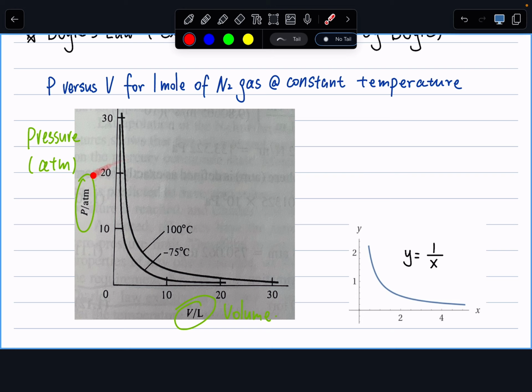So looking at the graph, it's the same shape as the graph of y equals 1 over x. So on the right-hand side, that's just a typical graph you'll see if you have y as a function of x, which is y equals 1 over x. So what this tells us is that we have pressure equals constant over volume, at constant temperature and mass. So in this case, K is the constant we're referring to.